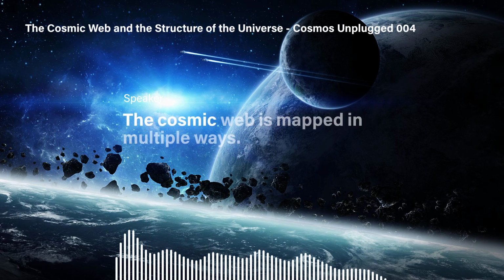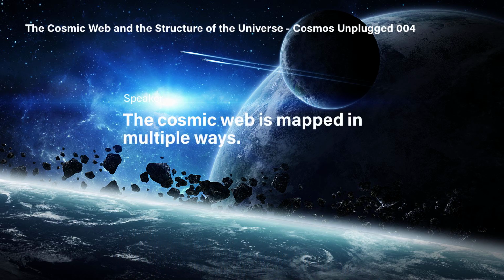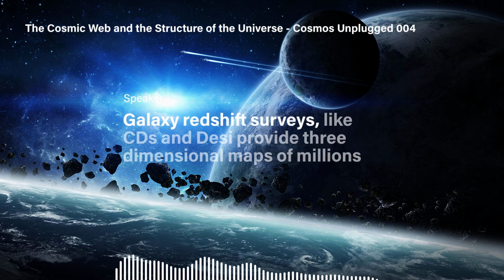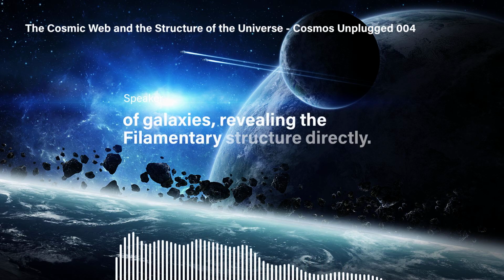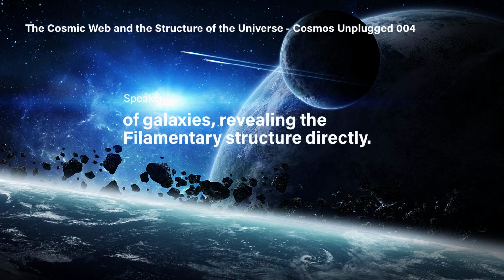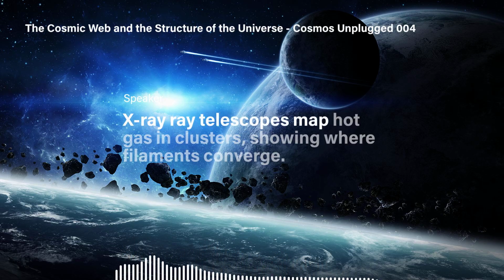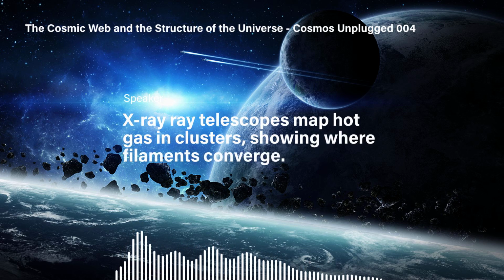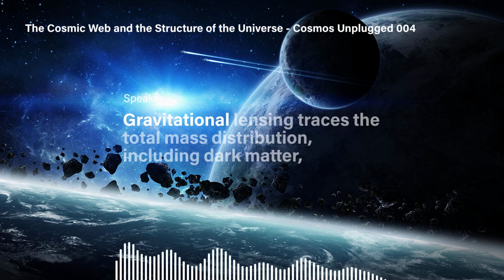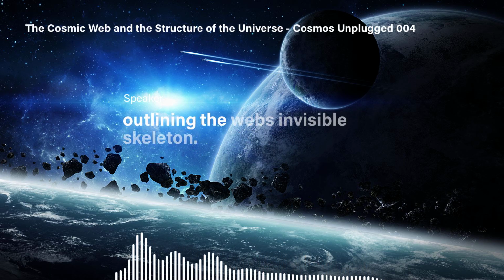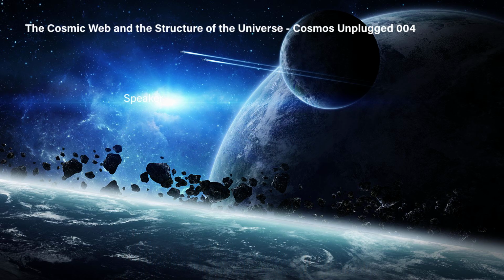Observationally, the cosmic web is mapped in multiple ways. Galaxy redshift surveys like SDSS and DESI provide three-dimensional maps of millions of galaxies, revealing the filamentary structure directly. X-ray telescopes map hot gas in clusters, showing where filaments converge. Gravitational lensing traces the total mass distribution, including dark matter, outlining the web's invisible skeleton.